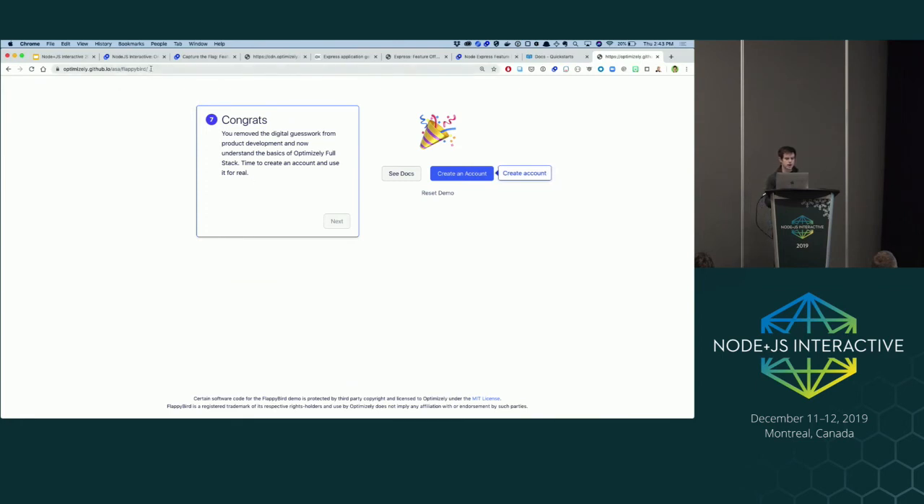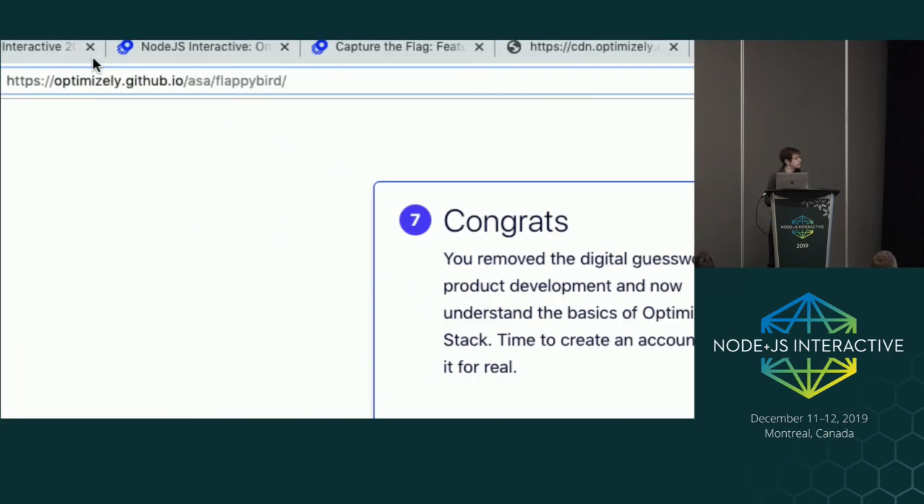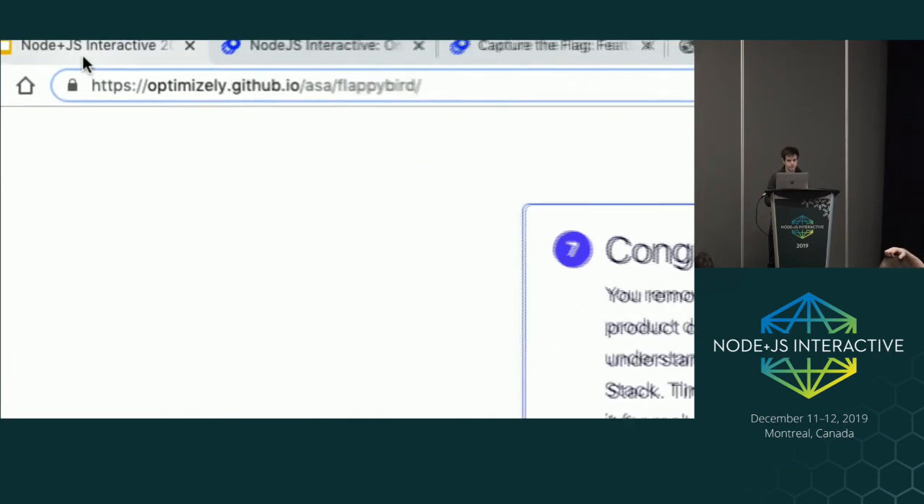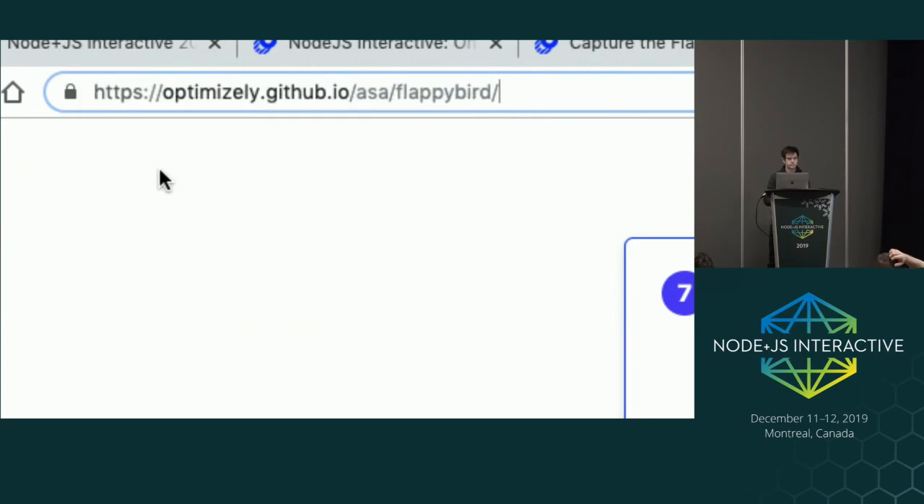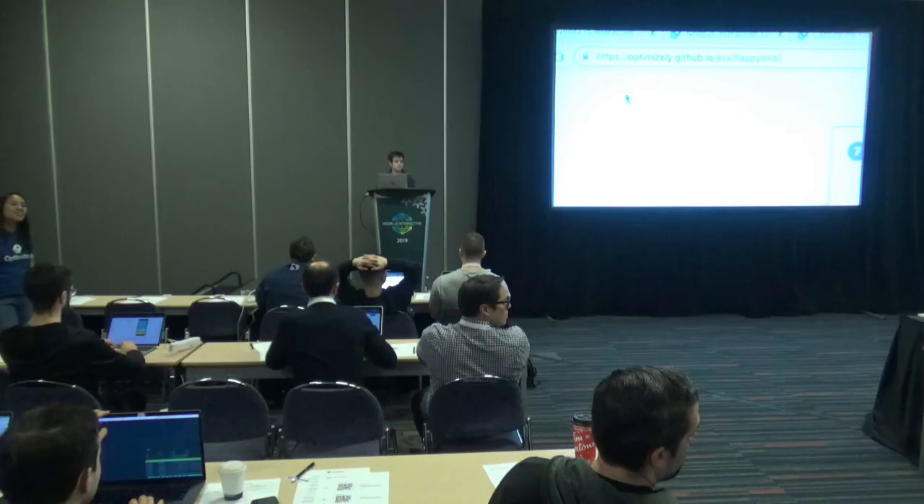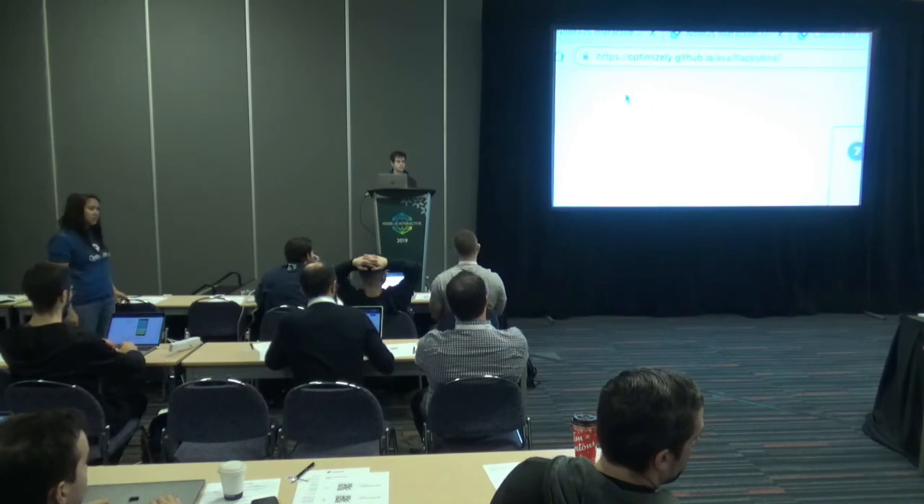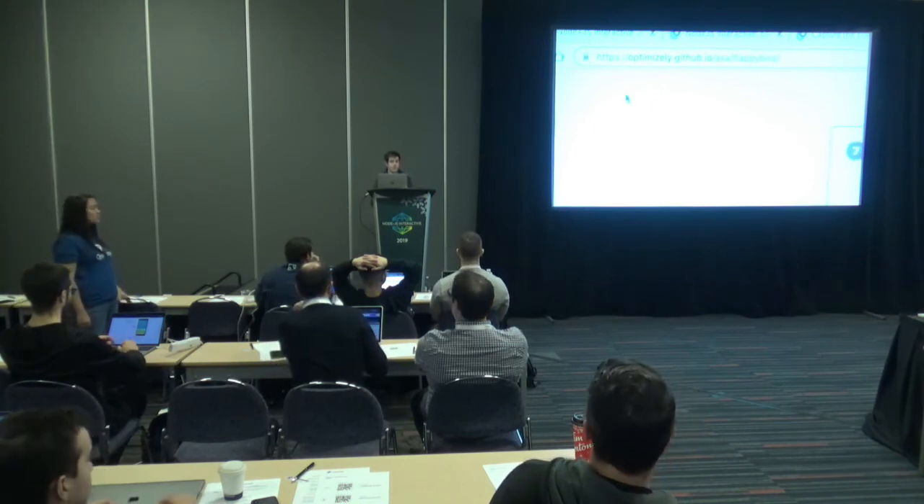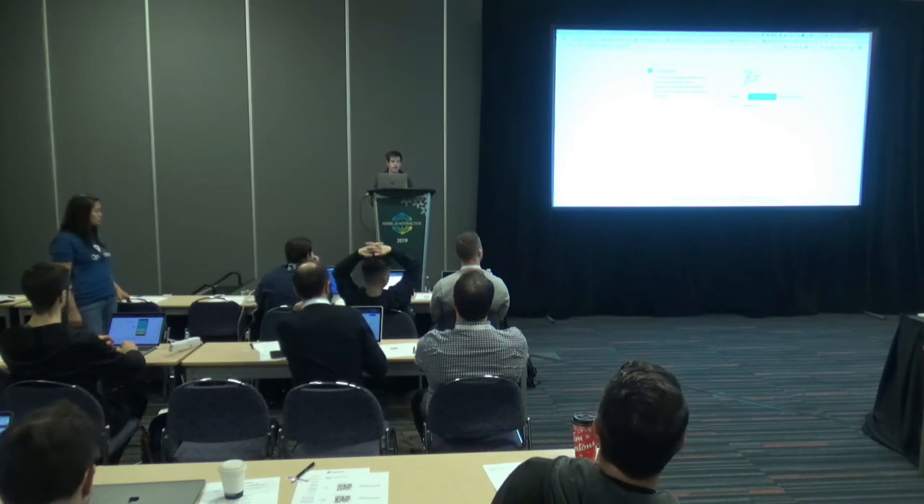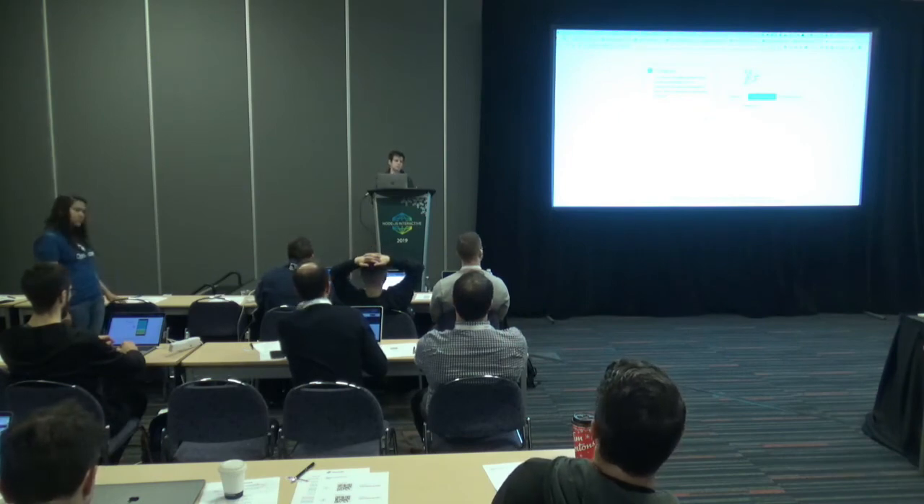It's not on your sheet, but optimizely.github.io/asa/flappybird. Maybe I can zoom in. The UI is not open source, but the SDKs are all open source.